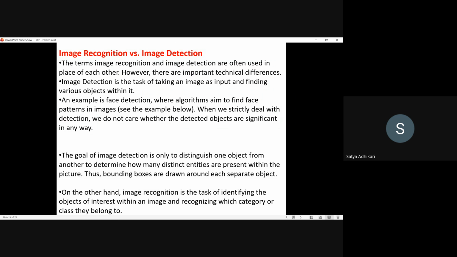On the other hand, image recognition is the task of identifying the object of interest within an image and recognizing which category or class it belongs to. So, these terms are different in this way.